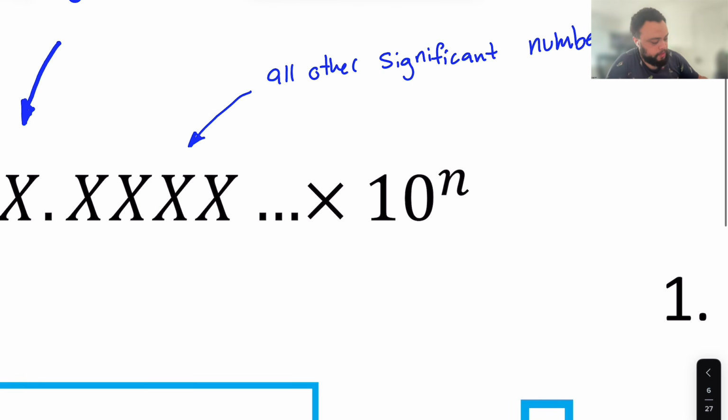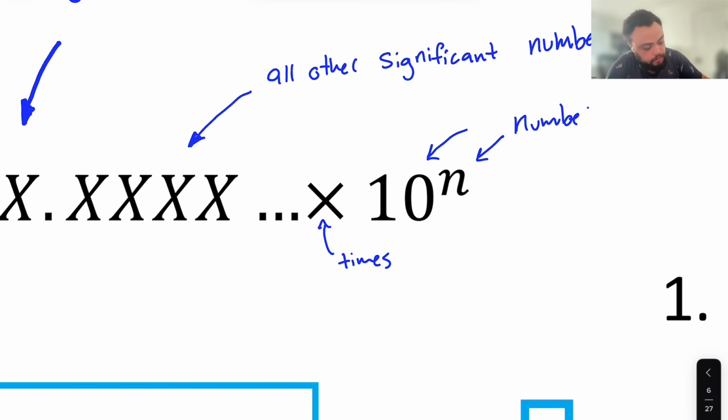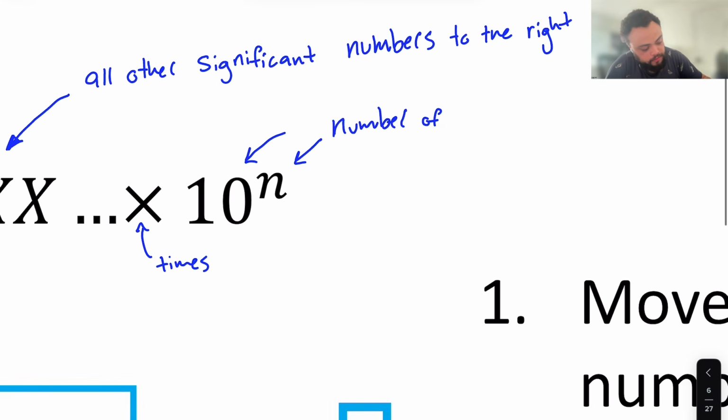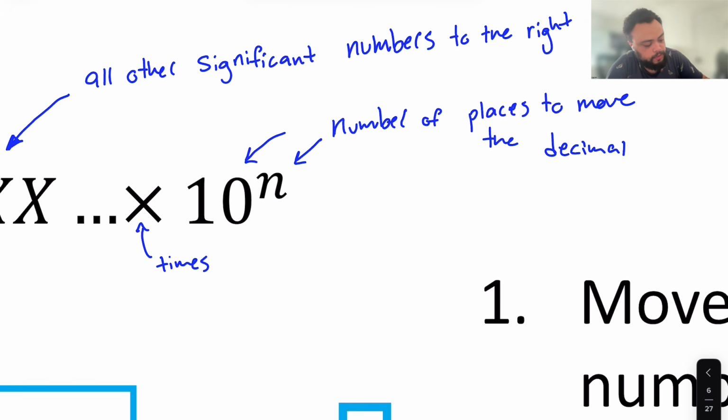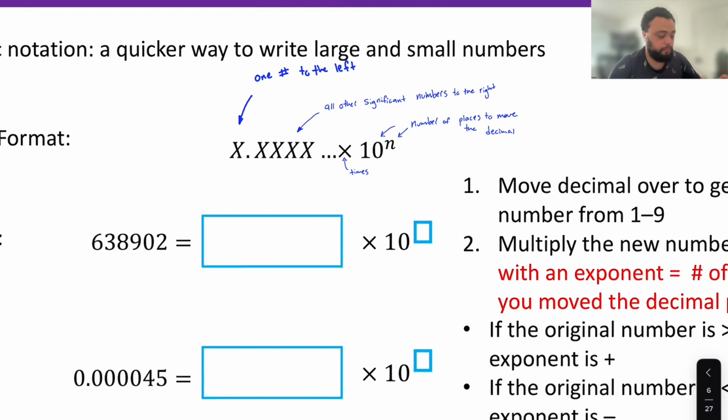You then will have a multiplication and then a 10 and an exponent. So your exponent is going to be dependent on which direction you're moving in. This would be the number of places to move the decimal. And you're probably like, Dr. Keto, what do you mean by move the decimal?